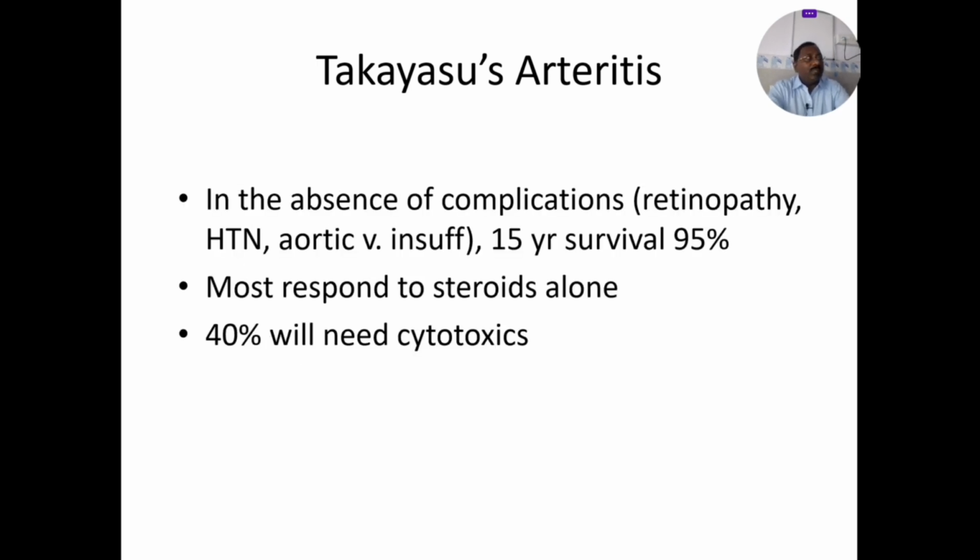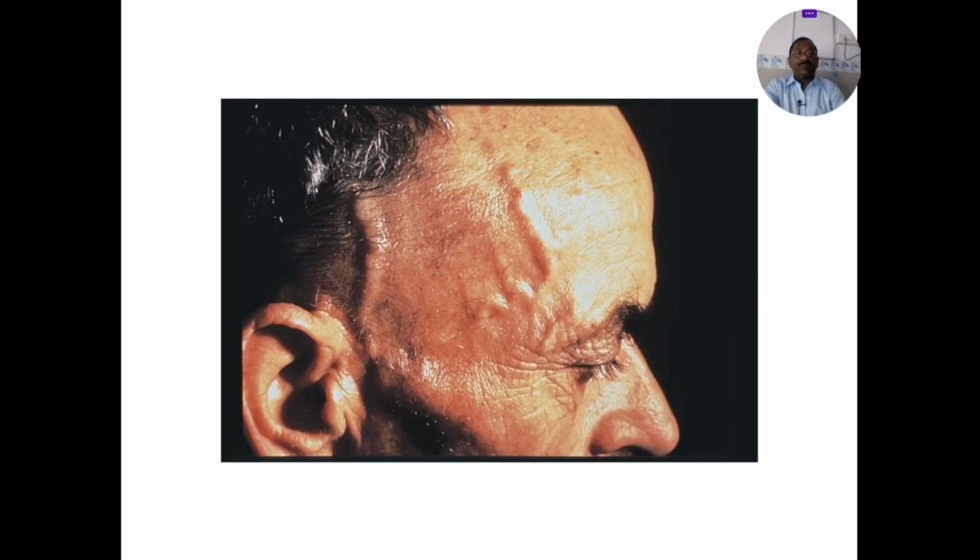In the absence of complications like retinopathy, hypertension or aortic valve insufficiency, 15-year survival is 95%. In the absence of complications, most respond to steroids alone, and 40% will need cytotoxic drugs. See whether they need cytotoxic drugs or not. Definitely the picture will tell you. When the patient has only Takayasu arteritis and no other complications, steroids will help. If the patient also has multi-organ involvement, they definitely need cytotoxic agents along with steroid therapy.